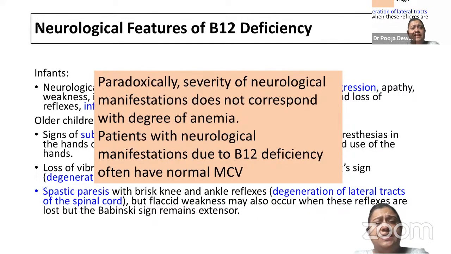However, it has been seen that there is a mismatch between your CNS manifestations and the hematological manifestations. And the severity of neurological manifestations does not always correspond to the degree of anemia. And often these patients may have a normal NCV. So it is important to suspect an underlying B12 deficiency, even if you don't have these abnormal findings on your peripheral smear or your CBC.